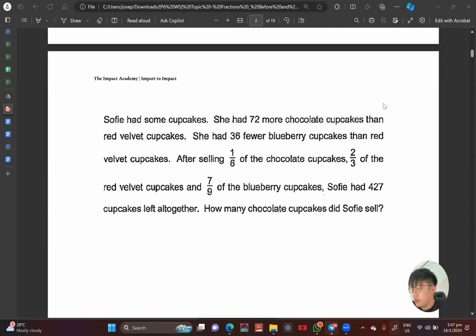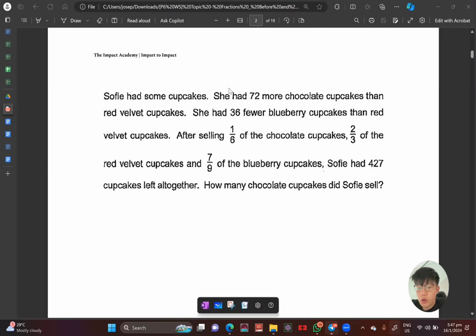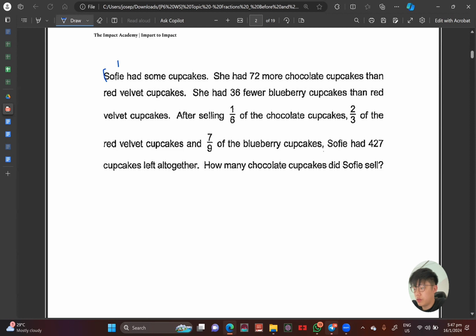Hi everyone, today we are looking at a question like this. Now as you can see over here, it says that Sophie had some cupcakes. Anything to write for sentence number one? No. Okay, so you want to move on to sentence number two, right? It says that she had 72 more chocolate cupcakes than red velvet.